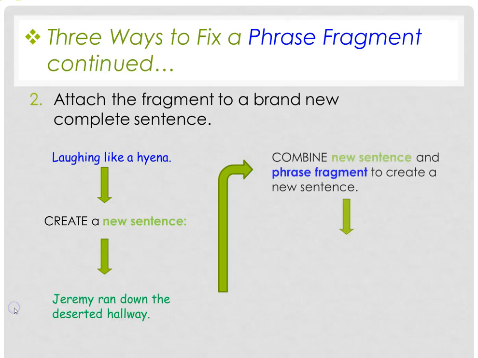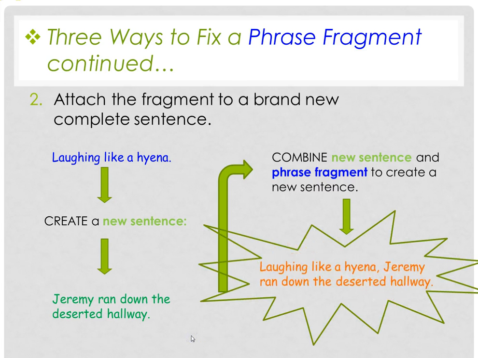And I can use that phrase to describe Jeremy. So I'm going to combine that into a new sentence. Laughing like a hyena, comma, Jeremy ran down the deserted hallway. So you see, I've added this to the beginning of the sentence. I've separated with a comma to show that it depends on what follows, and then I have the new sentence that I created after it. This is a much more sophisticated and descriptive sentence, one that's going to make your writing more interesting. You're going to notice that many of our fixes, if you add a phrase fragment or a subordinate clause fragment to the beginning of a sentence, it's going to be followed by a comma.